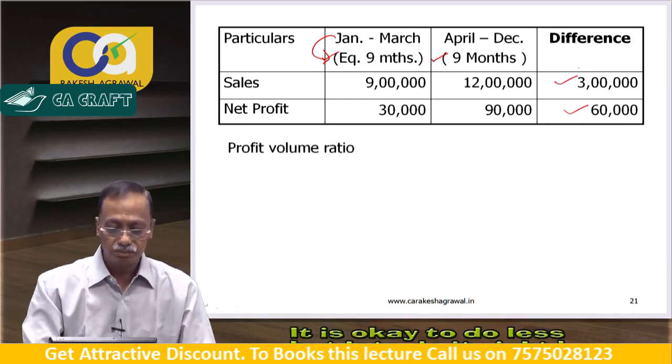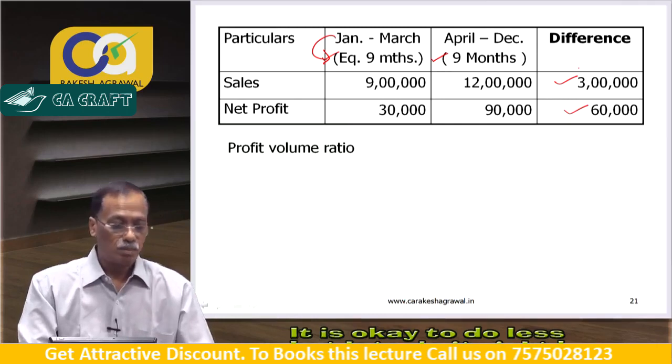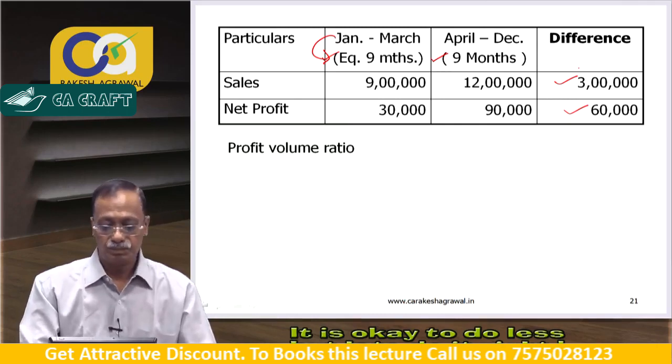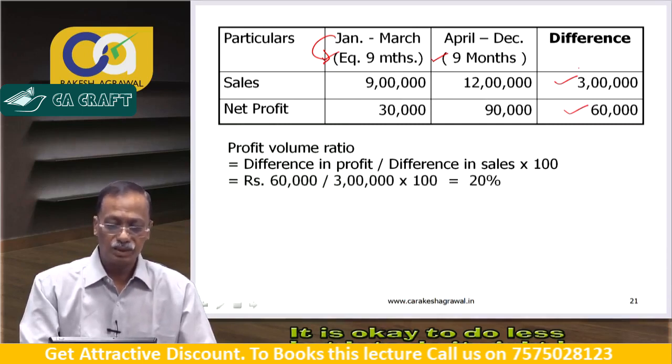So write down below, PV ratio, profit volume ratio. Profit volume ratio is equal to difference in profit upon difference in sales into 100, is equal to 60,000 divided by 3 lakh into 100. So you will get 20%.